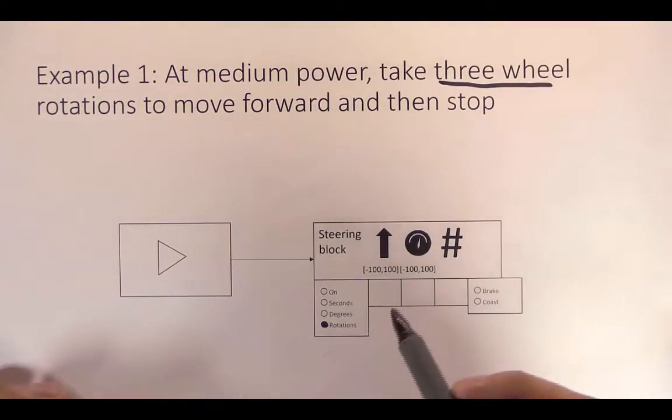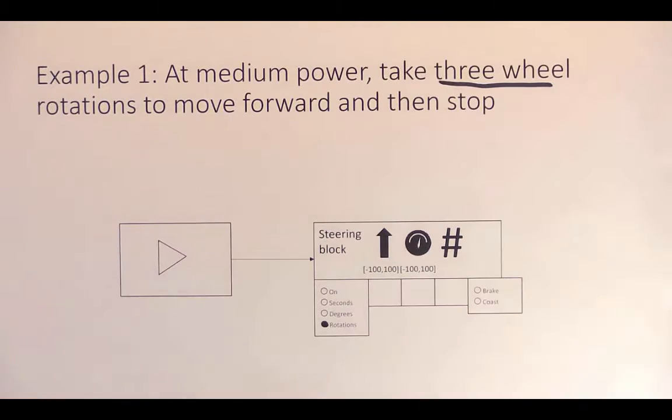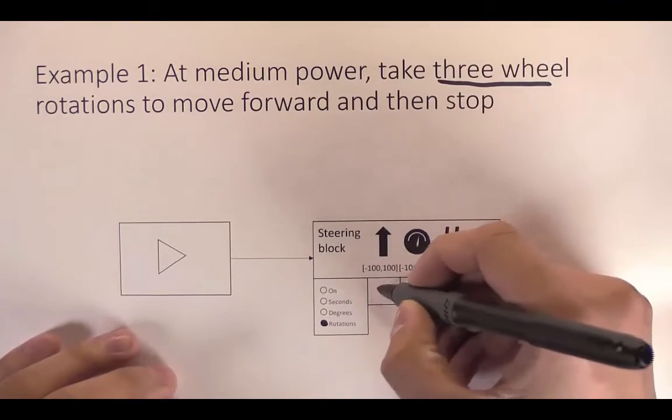Next, we have this direction. Now, direction simply refers to the amount of turn that an object has. Negative 100 being the sharpest left turn we can make, and 100 being the sharpest right turn we can make. However, since we just want to move forward, we're going to go ahead and set this value to be 0.